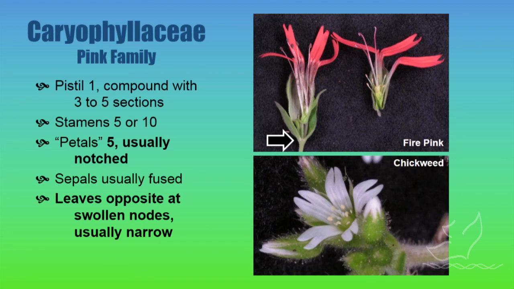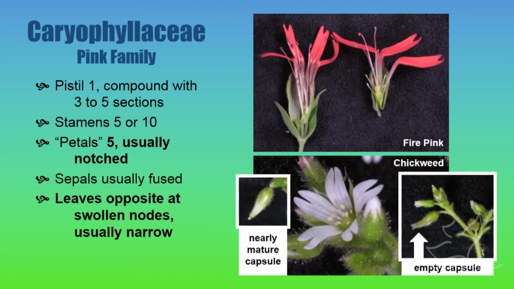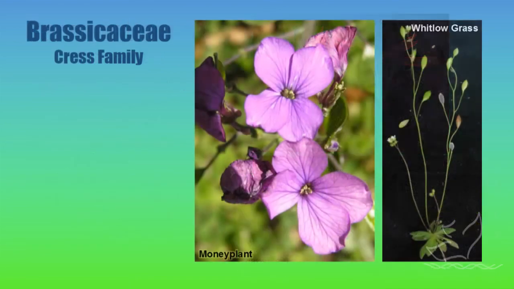These insets of the chickweed, you will notice these are actually fruits. So the fruits, because they're the developed pistil, also have 3 to 5 sections. In this particular case, it has 5 sections, and when the fruit opens, it leaves 10 little teeth at the tip, which you can see in this illustration. That is the Caryophyllaceae. Next is the Brassicaceae, or the cress family.